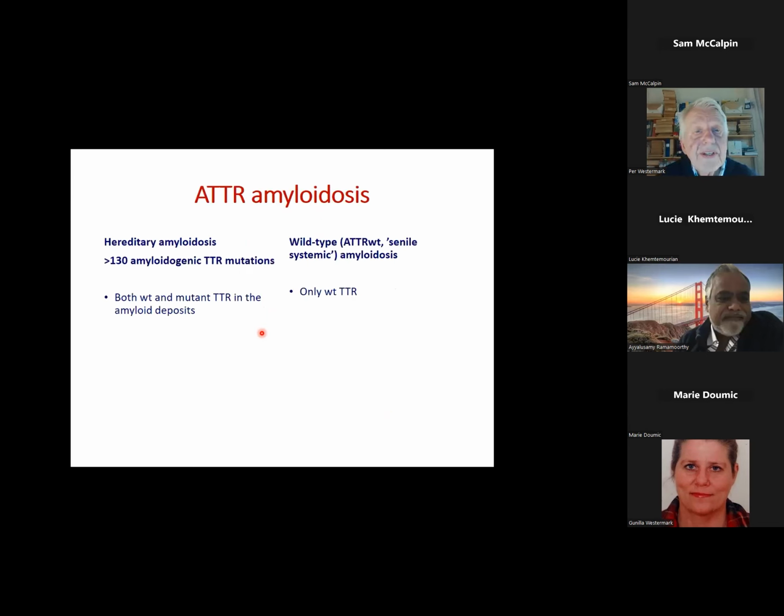TTR amyloidosis, called ATTR, A for amyloid, is not one disease, but several diseases, and can be divided into two main groups. One is hereditary and one is non-hereditary, where the hereditary form depends on mutations in the TTR gene, while the wild type, of course, is wild-type TTR, and there is no mutation for this disease.